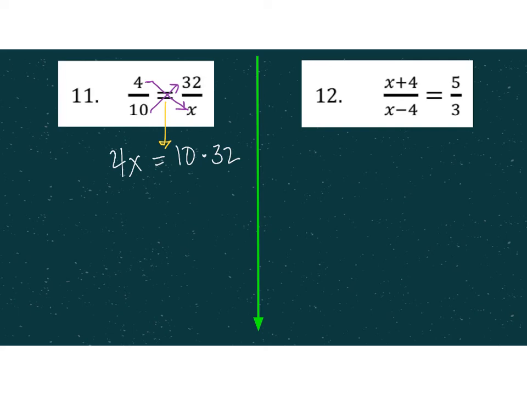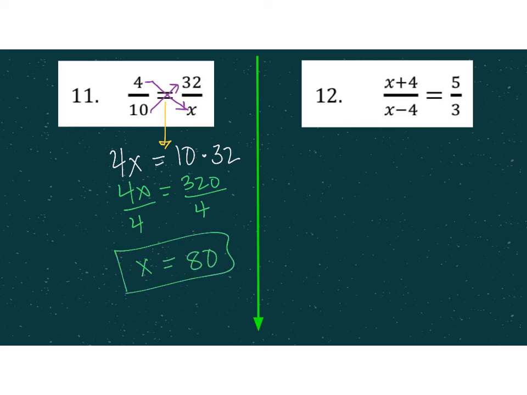Now I can go ahead and simplify this equation. So 10 times 32 gives me 320. So I have 4x is equal to 320. And then I go ahead and cancel that coefficient by dividing by 4. And when I do that, I'm left with x is equal to 80. And again, you can use your calculator to help. If you wanted to take 320 and divide it by 4 in your calculator, you would get the answer of 80. Now let's take a look at number 12, because number 12 is a little bit trickier.